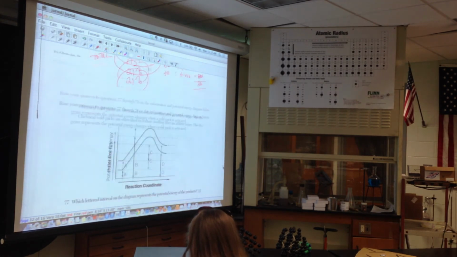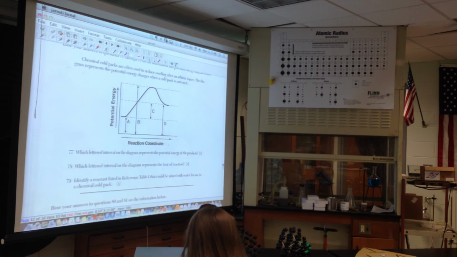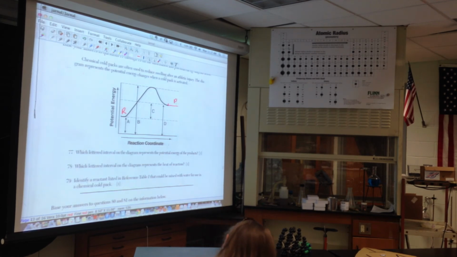Moving further. Oh, a potential energy curve. I'm going to go right to the question. Which lettered interval in the diagram represents the potential energy of the products? These are my products. These are my reactants. I start here, I end here. So this is the energy of my products. D. That could be a multiple choice question.